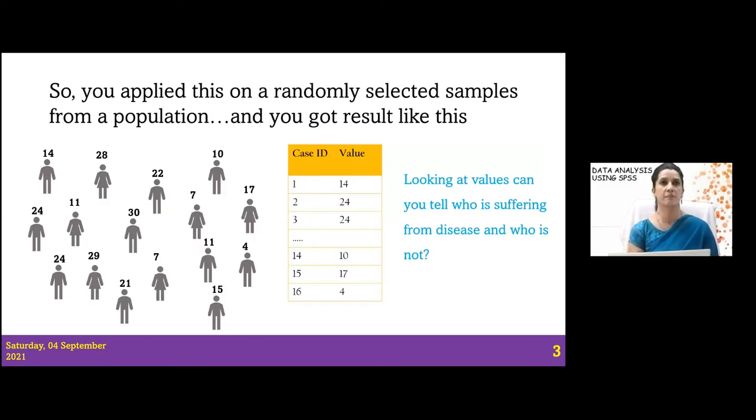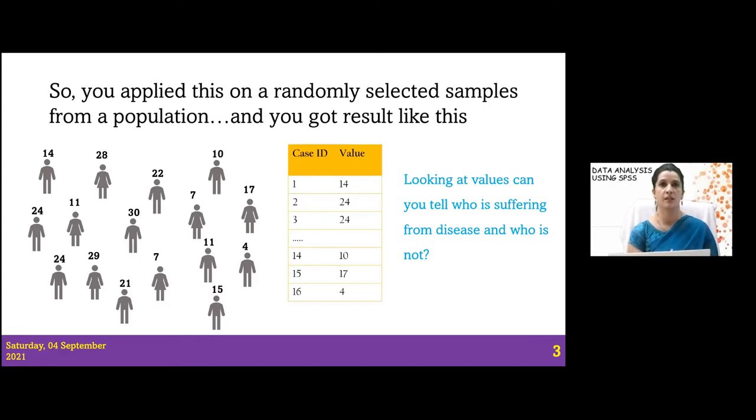just see this picture for a few seconds. There are many cases in the population, and I have applied this tool on a randomly selected sample from the population. And these are the case IDs, which you can see here, and the values. So that individual with the value is the value of a test in that individual.